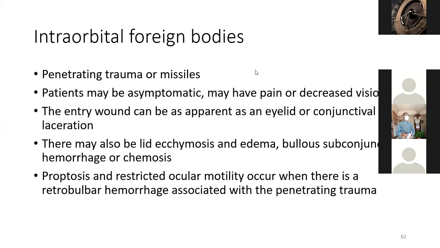Intraorbital foreign bodies can be due to penetrating trauma, and patients may have pain or decreased vision. The entry wound can be as apparent as an eyelid or conjunctival laceration. There may also be lid ecchymosis and lid edema, plus subconjunctival hemorrhage or ecchymosis. Proptosis and restricted ocular motility occur when there is a retrobulbar hemorrhage associated with penetrating trauma.